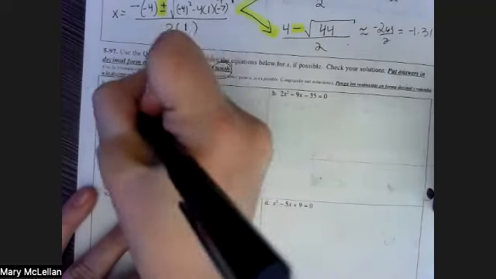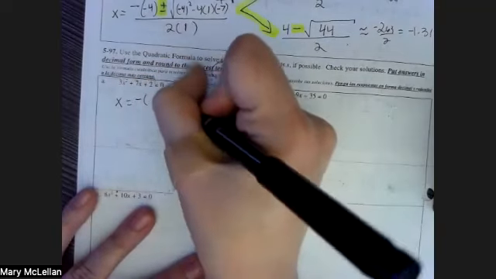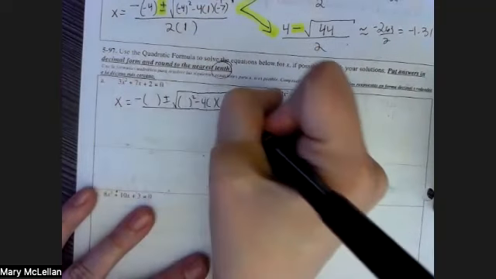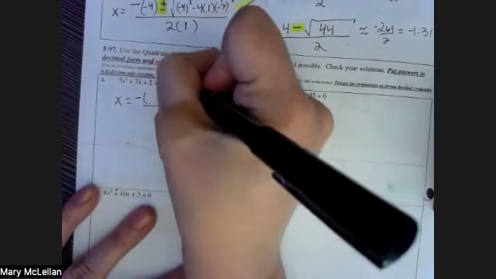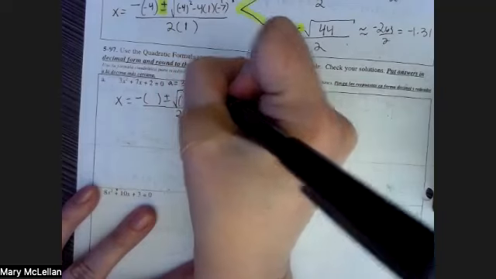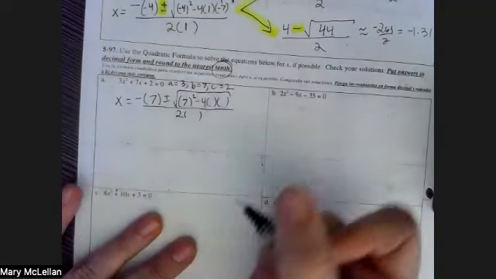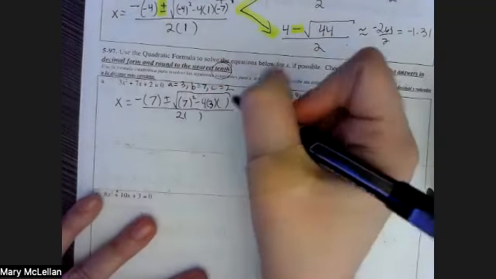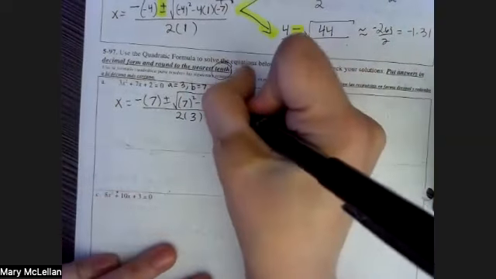I always sing the song to myself because otherwise I make mistakes. X is equal to negative blank plus or minus the square root of blank squared minus 4 blank blank, all over 2 blank. All right, I have A is 3, B is 7, C is 2. Negative B, 7 goes here. B squared, 7 goes here. 4AC, all right, so 3 is here. All over 2A, 3 is here. And C is the last one, it's right there.